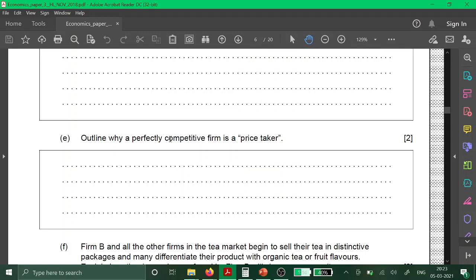A perfectly competitive firm is a price taker. What does a price taker actually mean? A firm that cannot influence the price, right? Yes, because there are infinite numbers of buyers and sellers in the market. If it drops the price, it won't get any new consumers, and if it raises its price, it loses its consumers, because everybody's product is the same.